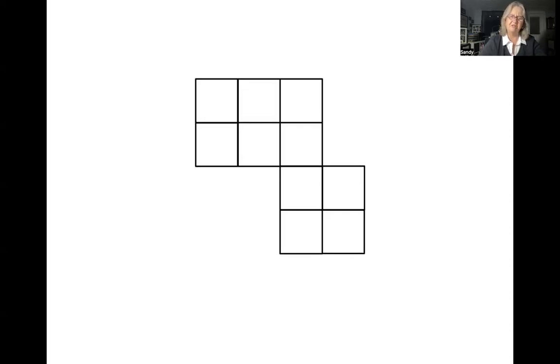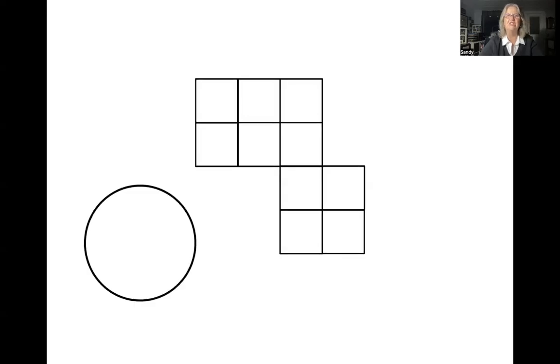What I need them to understand is I can cut this apart. I see that 2 by 3 rectangle and a 2 by 2 rectangle. Some children see a 2 by 2, a 4 by 1, and a 2 by 1. Nothing wrong with that. But what I need them to understand is when you find area of a shape, I can cut it into smaller pieces, find those individual areas, and combine them to get the total area. Area is additive.